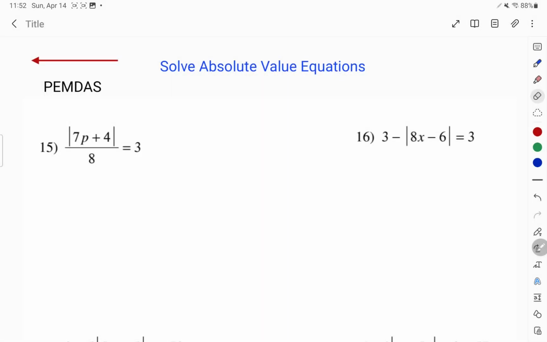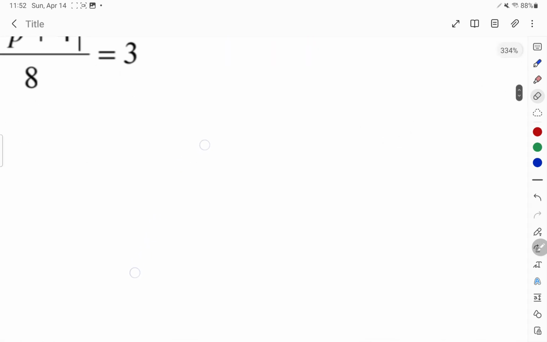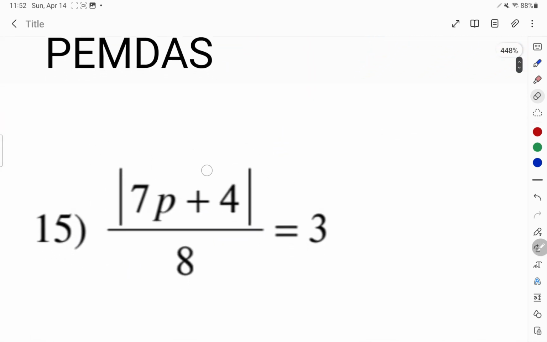Hello guys, so right now what we're going to go ahead and do with this problem is that we're going to be going over absolute value equations and how to solve them. Whenever it comes to absolute value, you're going to have to look at the absolute value. There's going to be some stuff inside. So you see this is my absolute value.